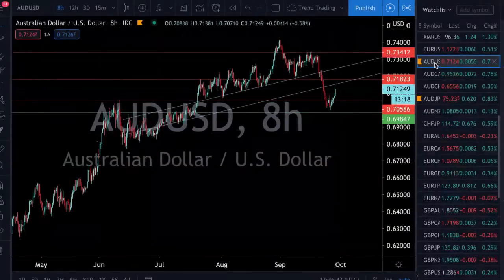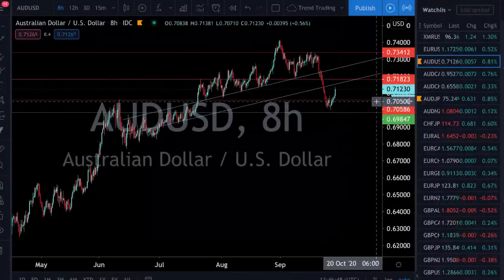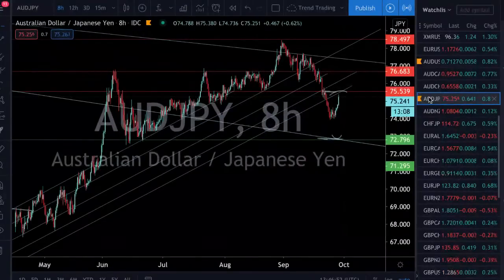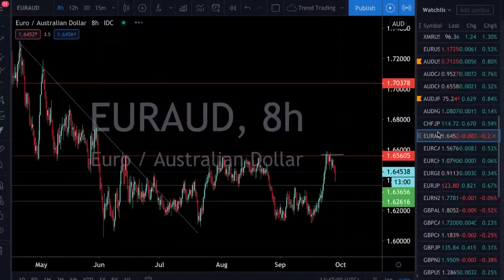I would look at the Australian dollar, US dollar, and I would look at the Australian dollar, Japanese yen, and I would say to myself, which of these looks like a better trade and a better setup? And I have to say, they look almost identical right now. I don't really have an edge. I like both of them, and I'll see what else is available.